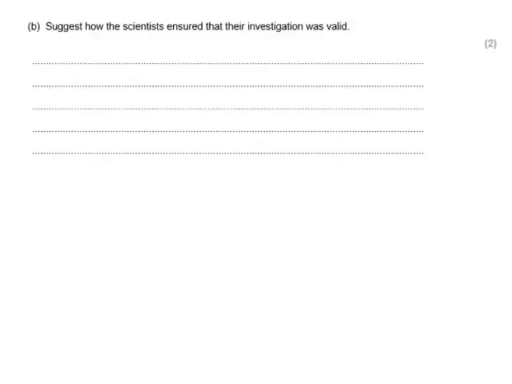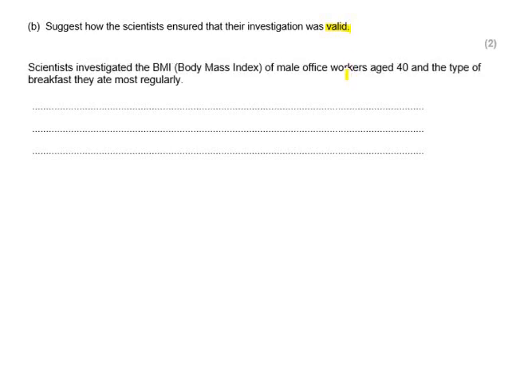Now the question after that says, suggest how the scientist ensured the investigation was valid. And again, you need to understand what the word valid is to be able to answer this. Validity means whether you can be sure that you're measuring what you actually mean to measure. Now in this investigation, scientists were looking at the BMI and how that's affected by the breakfast that someone eats.